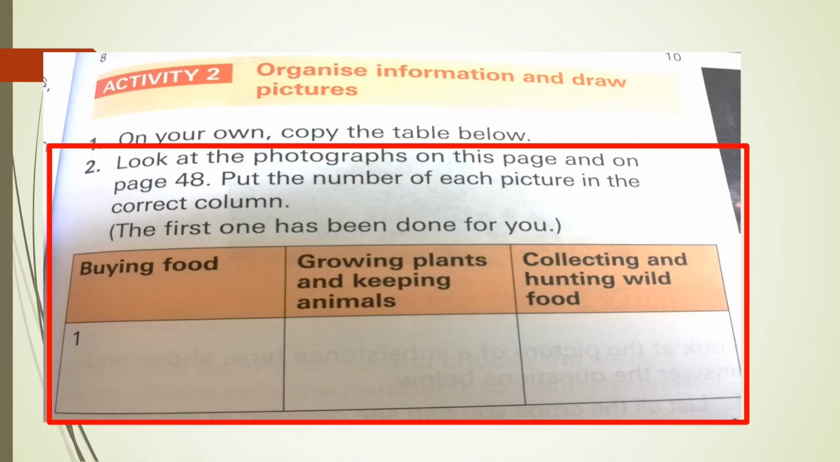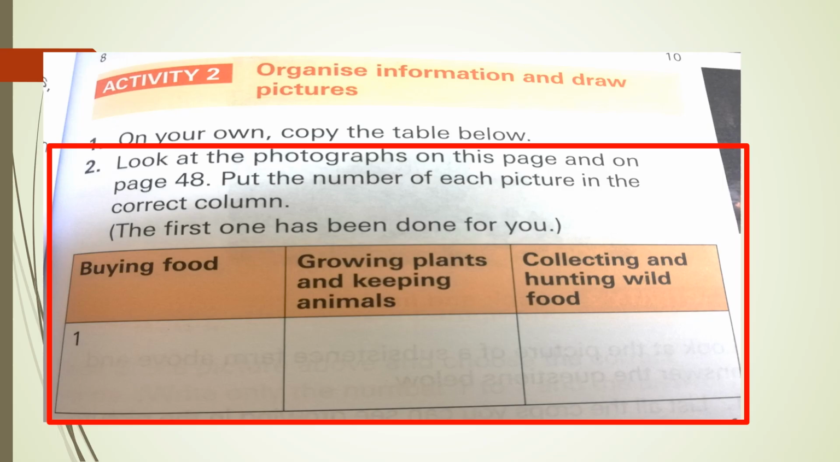Your next activity came from your textbook on page 49, which was activity 2. And you only needed to answer question number 2. It said, look at the photographs on this page and on page 48. Put the number of each picture in the correct column. The first one has been done for you.